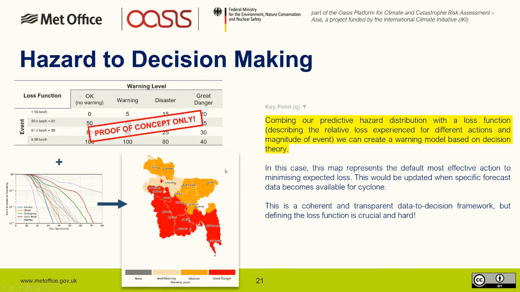So this is only proof of concept. Defining the loss function is difficult and directly impacts the efficacy of the actions it recommends. In reality, one might define multiple loss functions depending on the type of exposure. So, for example, you could define one loss function for families who live in rural locations, and perhaps another for families who live in cities. Ultimately, the aim of this is really to translate data into a decision via a relatively transparent mathematical framework.